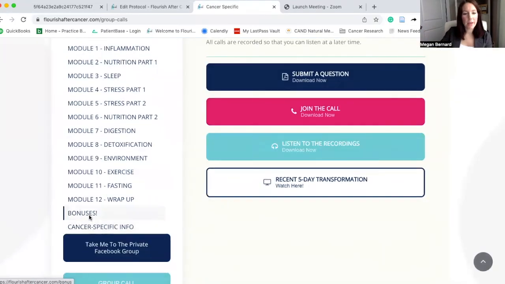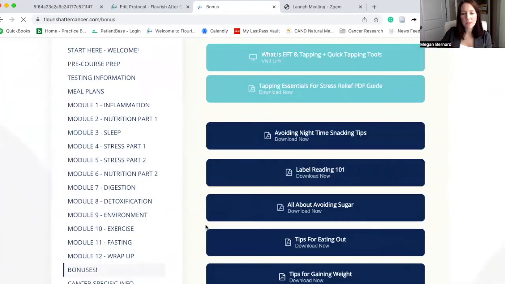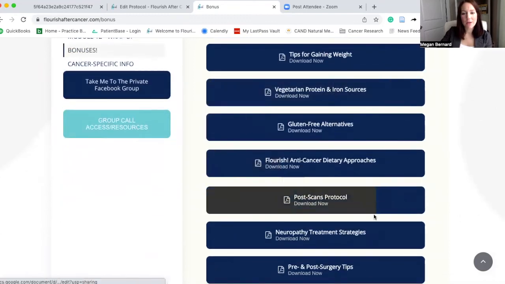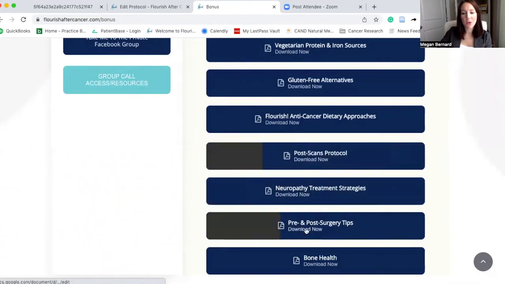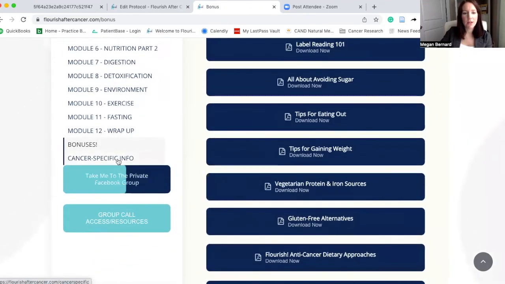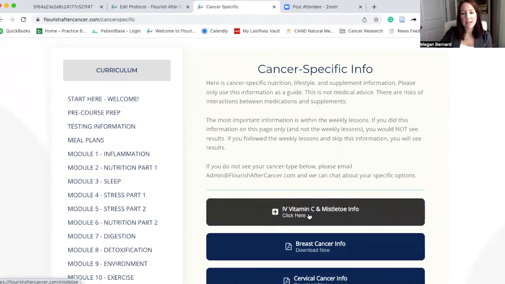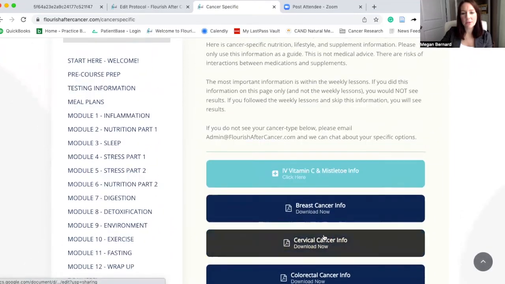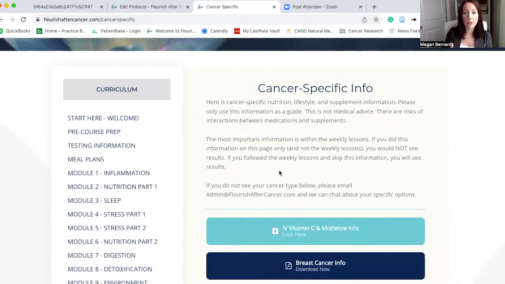And then what we do is we have the bonuses, lots of bonuses here. So for instance, tips for eating out, how to gain weight beyond just eat more calories and eat more food. We have vegetarian protein and iron sources, neuropathy treatments, post-scan protocols, bone health, all those kind of things are here. Cancer-specific info, such as IVC and mistletoe, IV vitamin C and mistletoe information. I do have some supplement recommendations per cancer type, but we do provide you in your last visit with an ongoing protocol. Typically, they're cyclical, where you go on and off of them to specifically address any potential cancer stem cells, tackle any cancer cells in particular, that kind of thing. Any medical conditions or whatever is going on in your body, we will create a plan based on that.